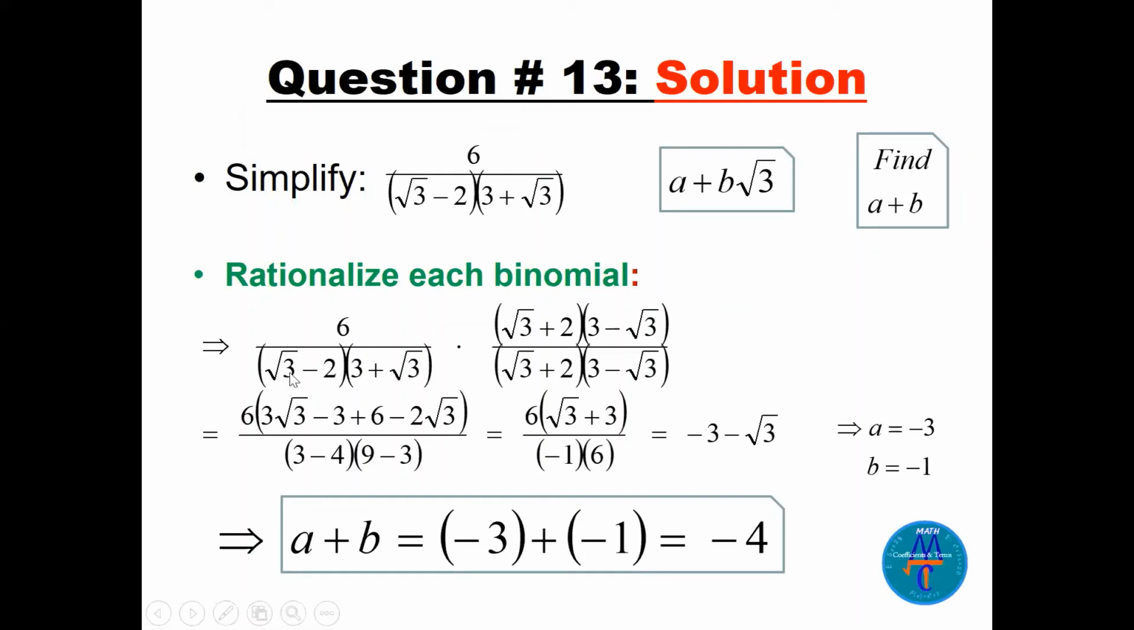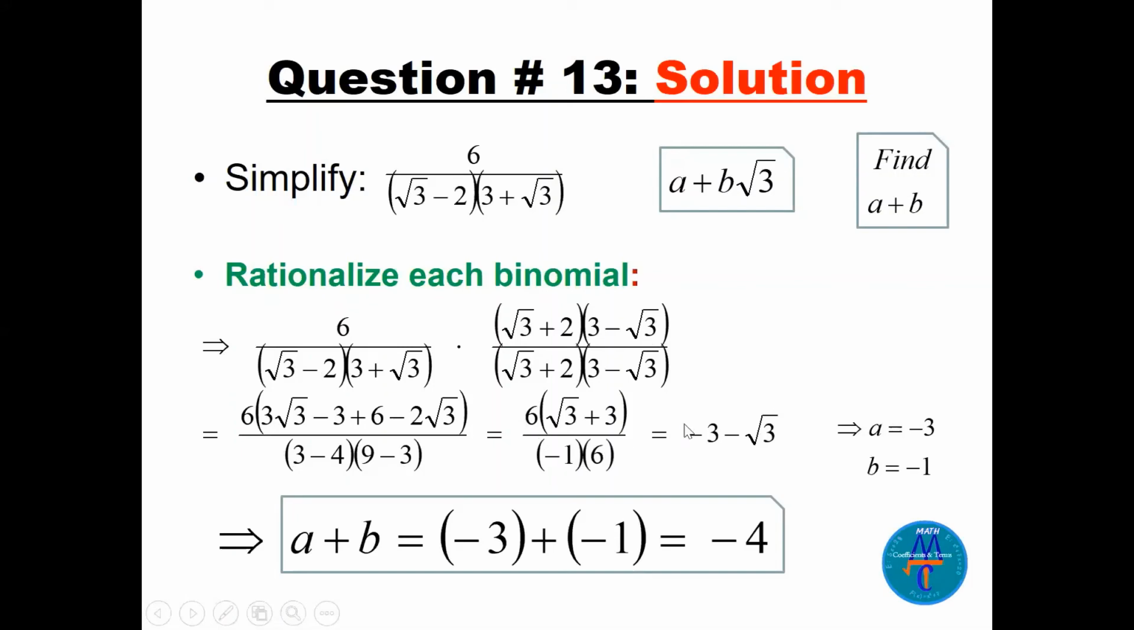So square root of 3 minus 2, I multiply up and down by square root of 3 plus 2. Just do it 2 times. 3 plus this, I multiply by 3 minus square root of 3. Multiply up, multiply down. See, this one with this one becomes 3 minus 4. This one with this one, 9 minus 3. So that's minus 6. Cancel the 6, there is a minus.